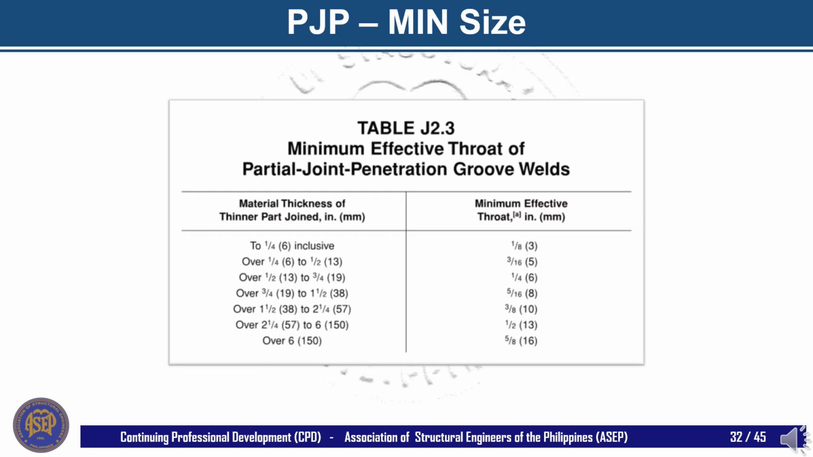Table J2.3 of the AISC specification, also Table 510.2.3 of NSCP, prescribes a minimum effective throat size for PJP welds. It is a function of the thickness of the thinner part joined. This table is not based on assumed minimum design loads, but rather deals with welding related concerns. Under the root of the PJP, there will always be an unfused plane because PJP welds do not fully fuse the cross-section of the joint.